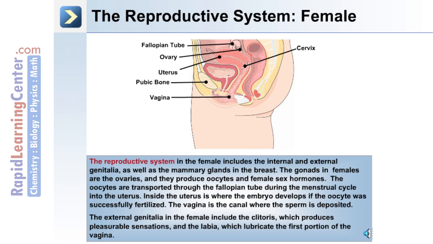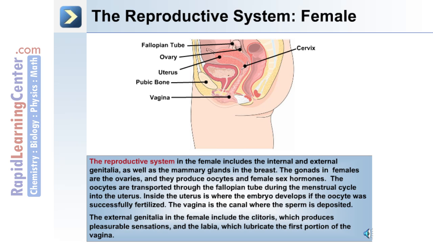The female reproductive system includes the fallopian tube and ovary, the uterus, the cervix, and the vagina. In the female, the internal and external genitalia as well as the mammary glands in the breast are part of the reproductive system. The ovaries produce oocytes and female sex hormones.